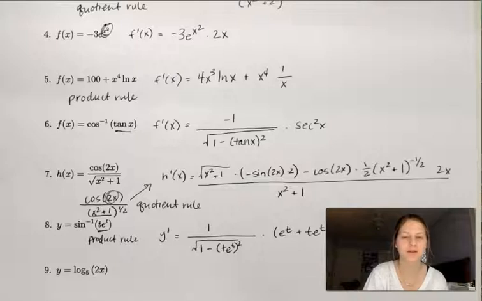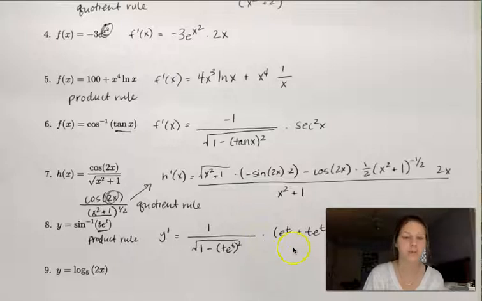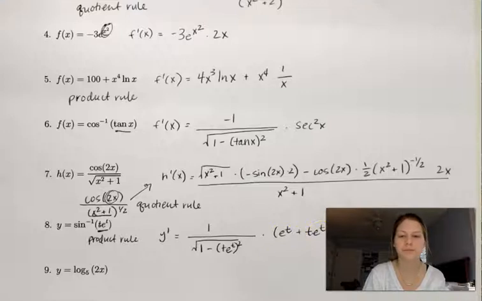And so the way we get this is first the derivative of the inverse of sine is 1 over the square root of 1 minus x squared. So that's how we get this with our inside function. And then we have to use the chain rule here, and our inside function actually requires the product rule also. And so then we multiply times the derivative of t times e to the t using the product rule and get e to the t plus t times e to the t. So that's how we work that question.